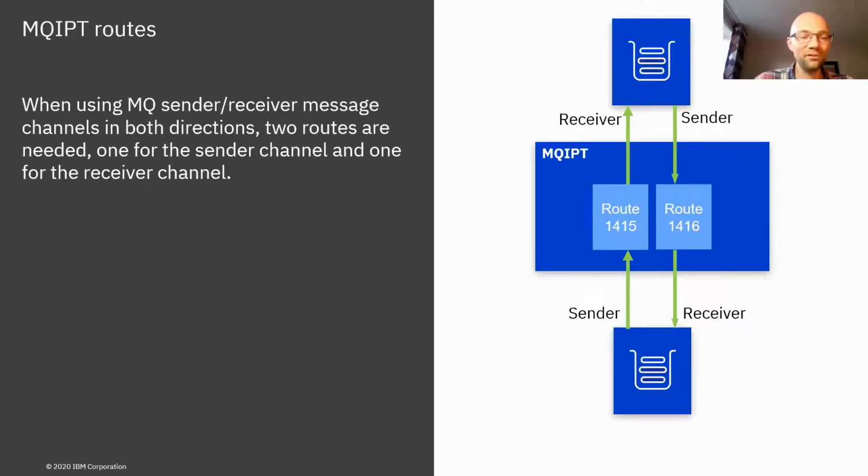because remember, a route definition has a specific destination written into the MQIPT configuration. So in this diagram, you've got two routes defined so that those two queue managers can send messages in both directions between the two. We've got route 1415 so that the queue manager at the bottom can send messages up to the queue manager at the top using a pair of sender and receiver channels. And route 1416 lets the two queue managers communicate in the reverse way.